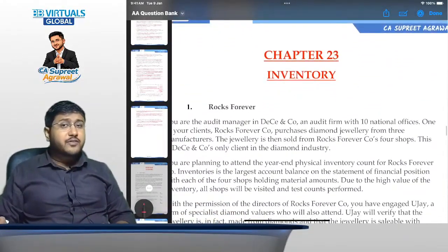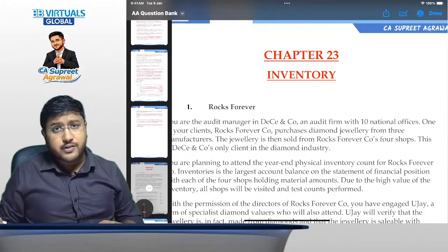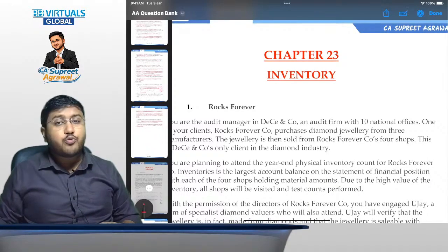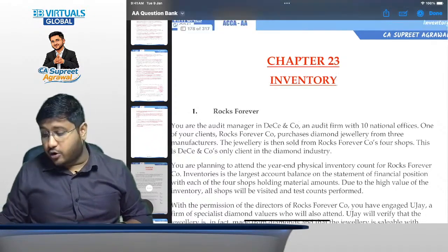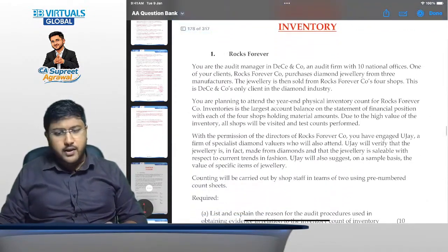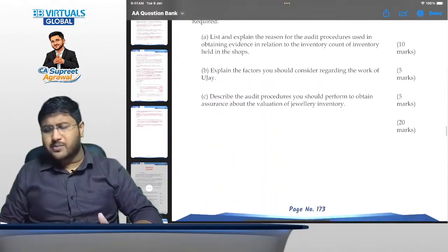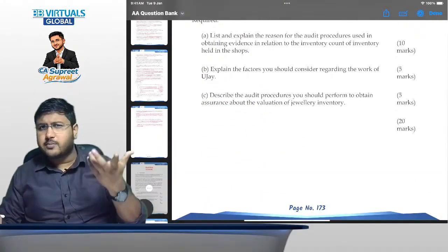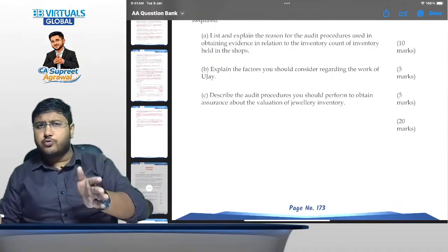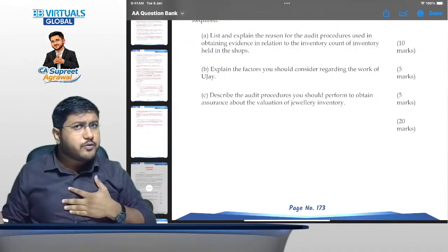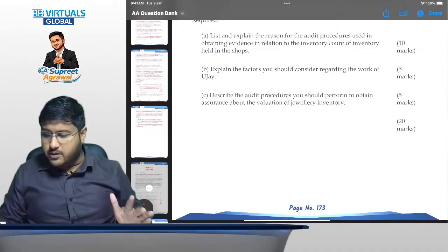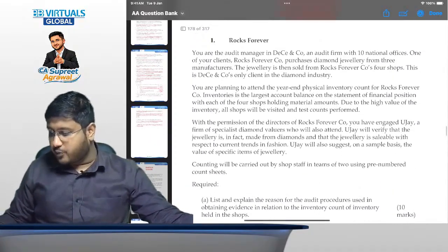Now, with this, we have completed chapter number 22 of our syllabus, that is tangible fixed assets. Now we can jump to chapter number 23, which is audit procedures for inventory. Here we will be solving two questions, question number 1 and question number 3, because question number 1 and question number 2 are very, very similar. So question number 1 we will be solving in class, and question number 2 will be your homework. If you face any trouble, please feel free to let me know, and then we will be solving question number 3 also. So let's read question number 1 here.